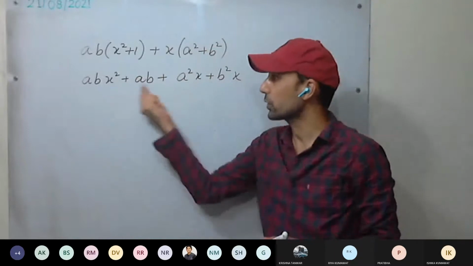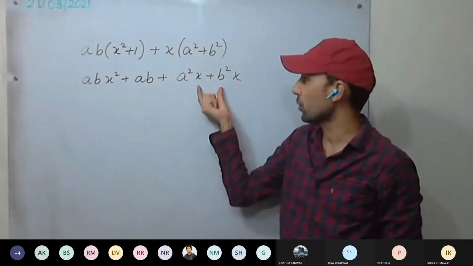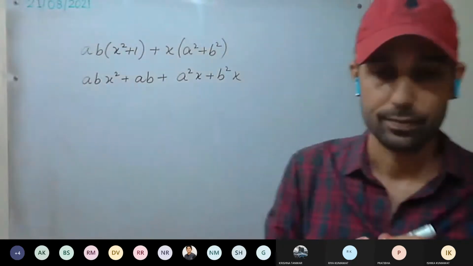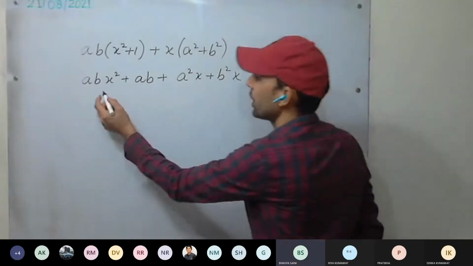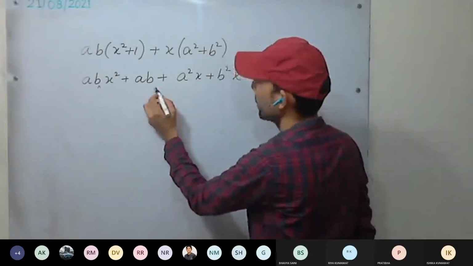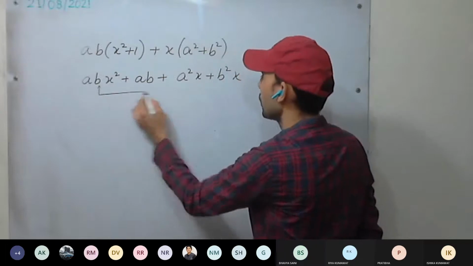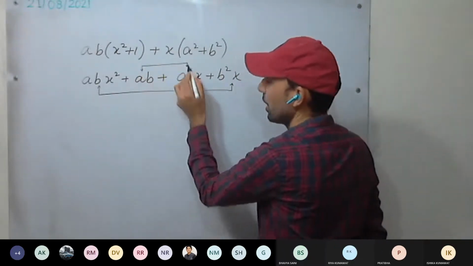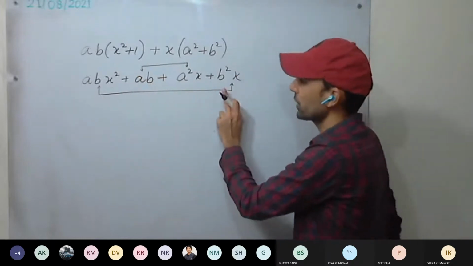This means we have to try other grouping. Yes or no? First and second we can't group. Third and fourth we can't group. We have to change the grouping. So which grouping should we have? Second and third, and first and fourth. Okay, let's try first and fourth. Afterwards we will try first and third also. We'll see.